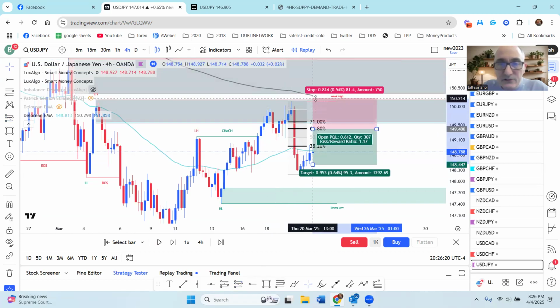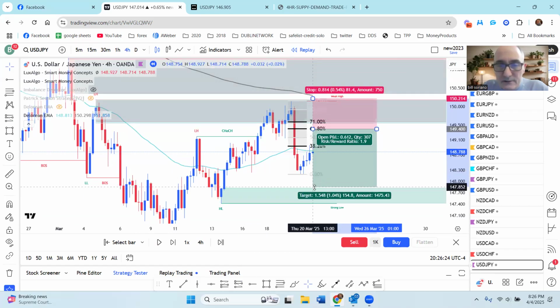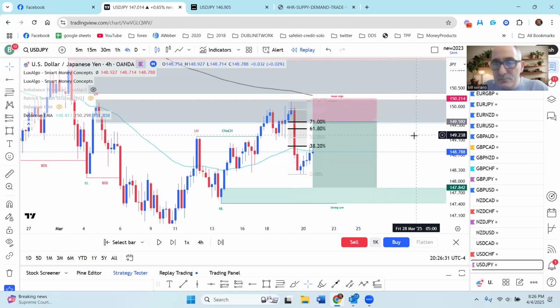Our invalidation zone's at the top of that first 4 hour zone. Our take profits down here, that's a 1 to 1.91. That's no good. So let's move that up to the 71, and that gives us a much better trade, right? It's either the 61.8 or the 71, right?